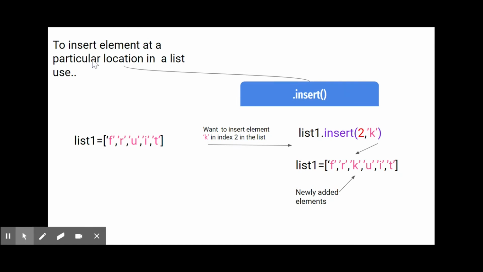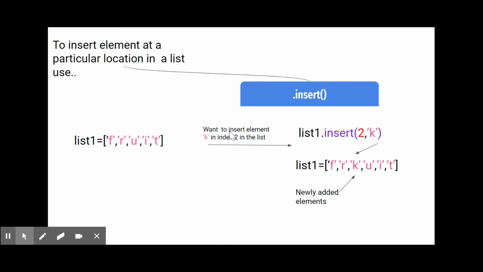Now I will have this doubt: every time I don't want to add an element or multiple elements at the last location or at the end only. I want to insert wherever I want. Like if I want to insert in the second index, I should be able to do that. I should be able to insert it into any index I want. So for that we will be using the insert function.